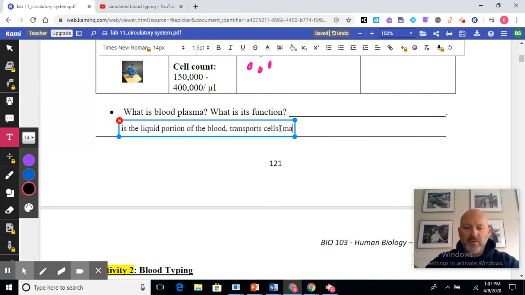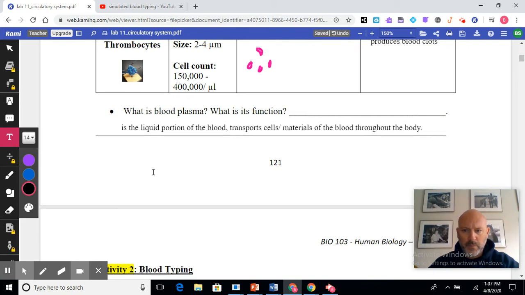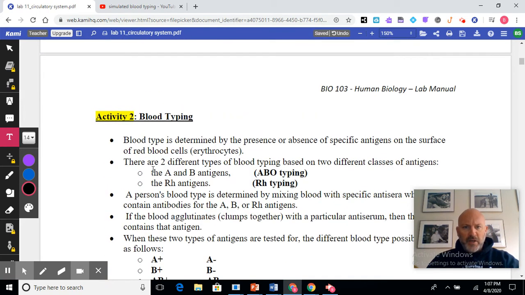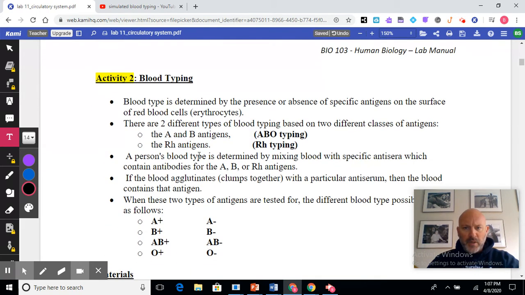Cells and the materials of the blood include oxygen, nutrients, waste products, all that. All right. Moving on. All right, blood typing.